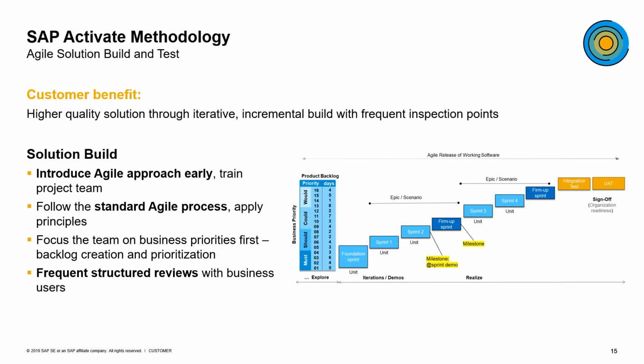Within the realize phase, we will use the Agile approach. As the project lead, you want to introduce the Agile approach early on. This means ensuring the team is properly trained and familiarized with the Agile processes. You want to make sure that the team is focused on the first priority of the backlog, as well as prioritize the remaining items accordingly.